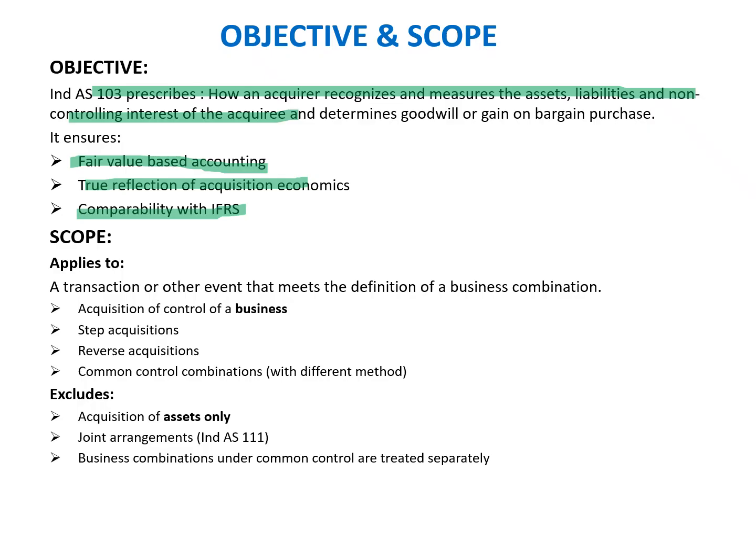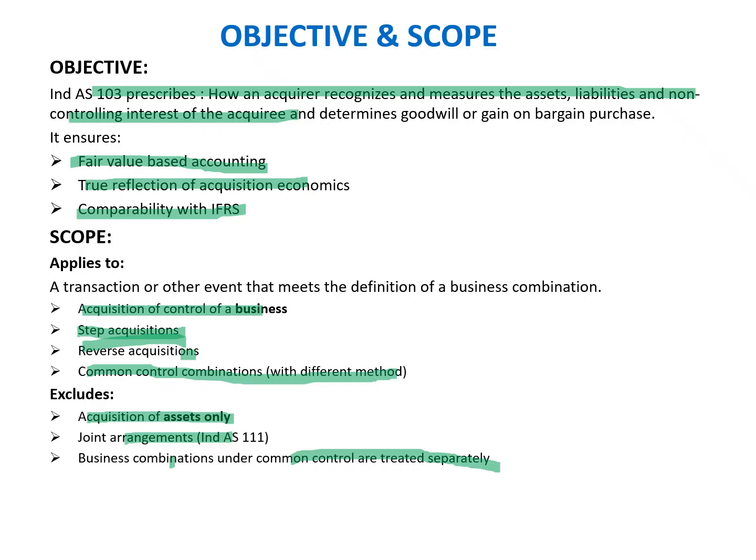And when we talk about the scope, it includes largely four kinds of acquisition: the acquisition of control of a business; the step acquisition, which is acquisition in multiple stages; the reverse acquisition; and finally the common control combination, which we normally call the pooling of interest method. But it excludes the acquisition of assets only, which means that if an entity just acquires assets without the actual resources, it is excluded because it is simply asset acquisition. Joint arrangements, and business combinations under common control, are treated separately.